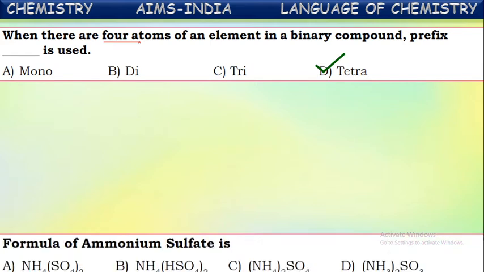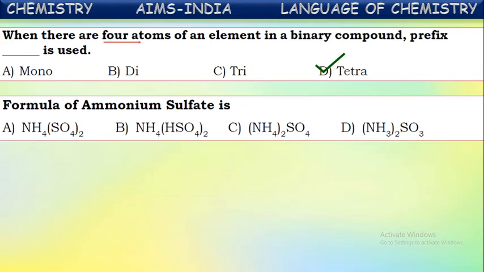Okay. Next, the formula of ammonium sulfate. We know the formula of ammonium ion is NH4 plus.